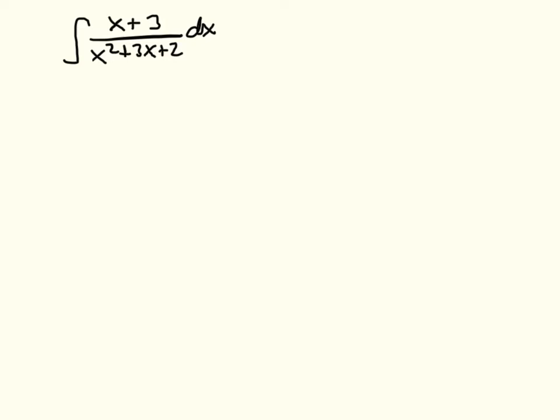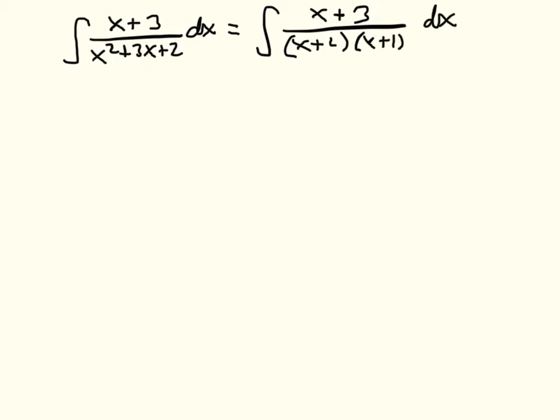To do this, let's just recognize that x squared plus 3x plus 2, it's going to be x times x here, and here it's going to be 2 times 1, and 2 plus 1 is 3. So this means that we can rewrite our integral as the integral of x plus 3 over x plus 2 times x plus 1 in the denominator.